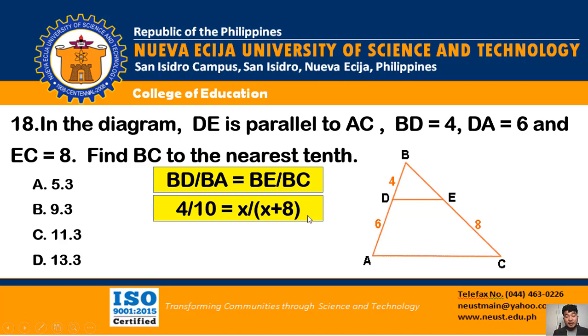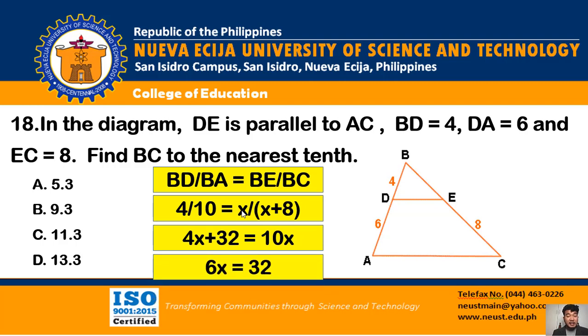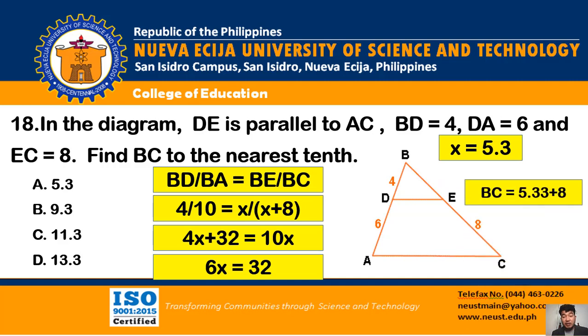Then we simplify it further. By cross multiplication, we'll have 4 times x plus 8 equals 10 times x. So you will have 4x plus 32 equals 10x. Simplifying it further, we solve for x. 6x equals 32. Then x is 5.3. Meaning, BE is equal to 5.3 already.